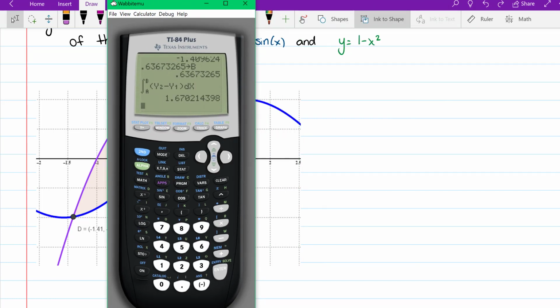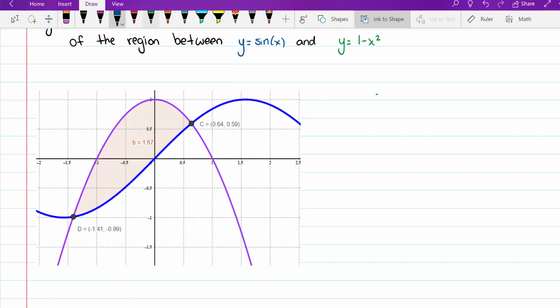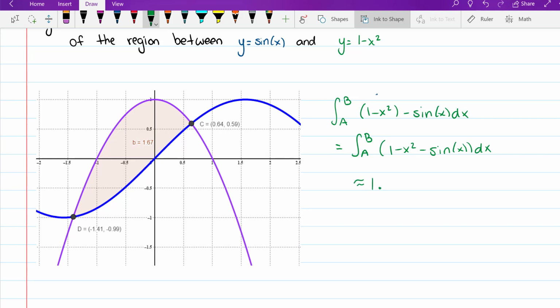So if I wanted to write my work out, I would write the integral from a to b of 1 minus x squared minus sine of x dx is equal to the integral from a to b, which is 1 minus x squared minus sine of x dx, which is approximately 1.67 units squared.